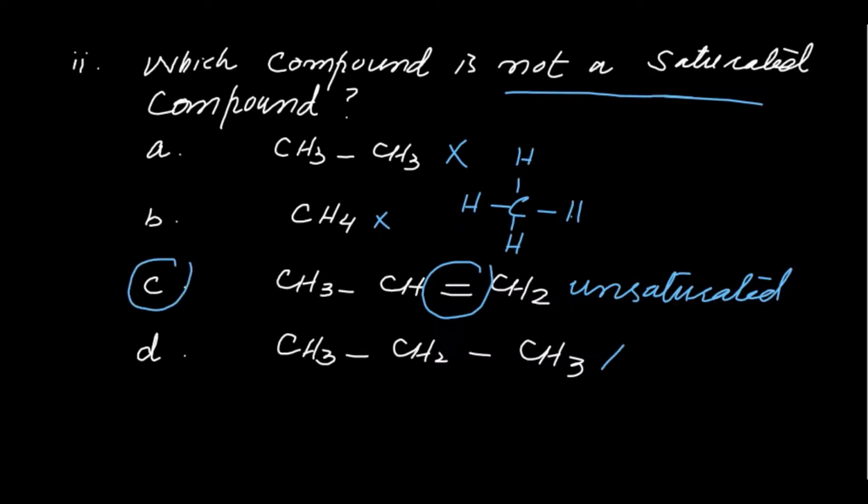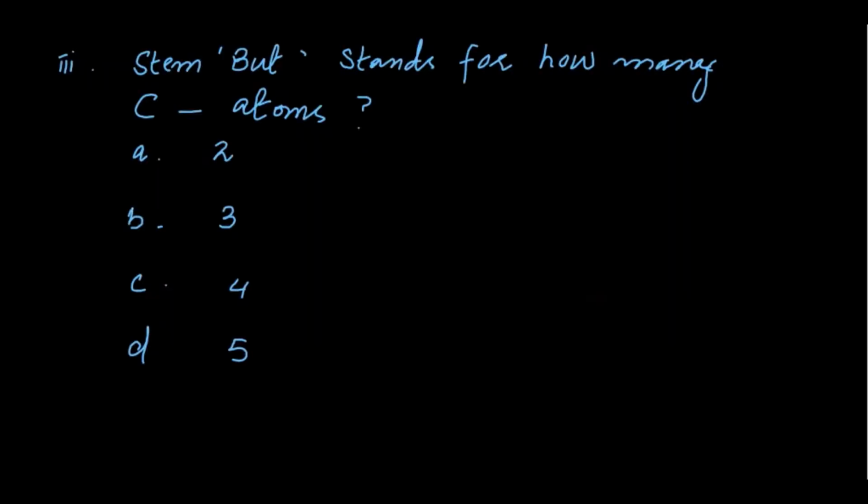Now student, if we see option D, then all the three carbon atoms are connected with the help of single covalent bond. So this compound is also saturated, right students? So this is also not correct. So we have to choose a compound which has a double covalent bond. That is option C. It is an unsaturated compound. I hope this question is clear to you.